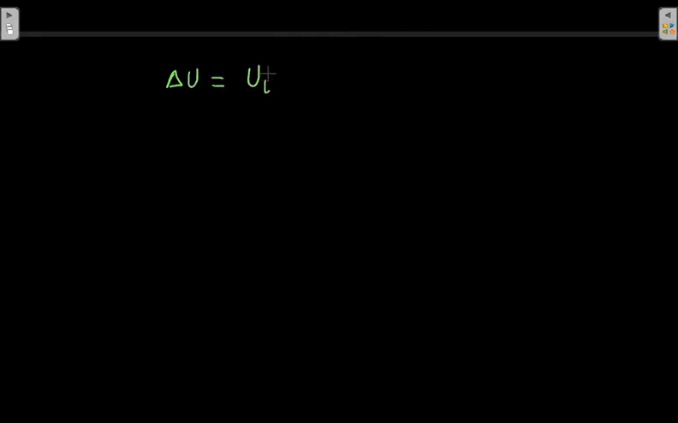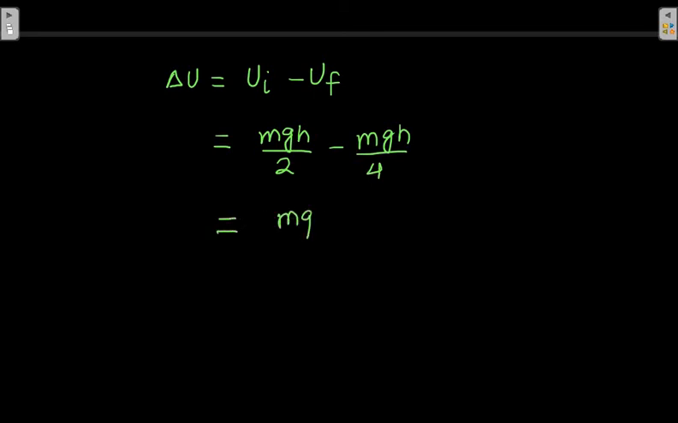Hence, the loss in gravitational potential energy of water, delta U, will be equal to initial potential energy Ui minus final potential energy Uf. That becomes mgh upon 2 minus mgh upon 4, or that comes out to be mgh upon 4. This is the loss in gravitational potential energy of water, and the correct option is option C. The correct answer will be answer C.